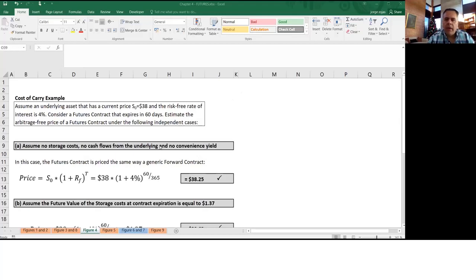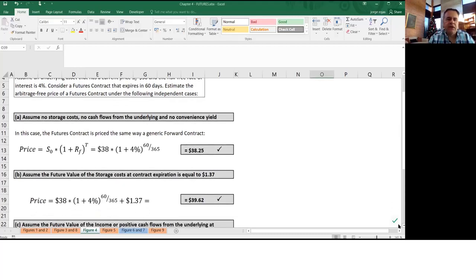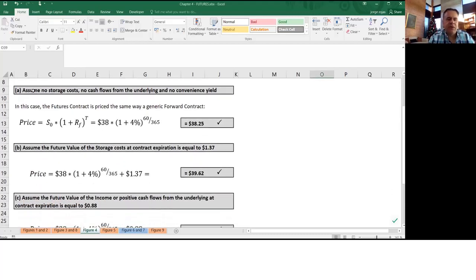Okay, in here we will have a look at a very simple cost of carry example. We will assume that there is an underlying asset that has a current price of $38 and a risk-free rate of 4%. And we will consider a futures contract that expires in 60 days. So we will do different cases here. In the first one, there is a very simple case in which there are no storage costs, no cash flows, no benefits, no convenience yield.